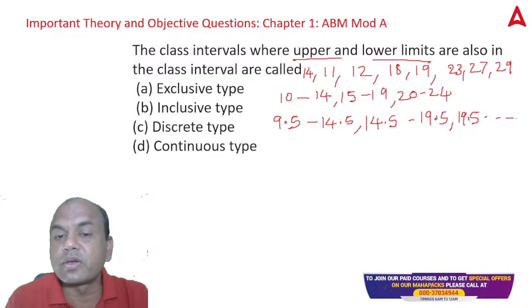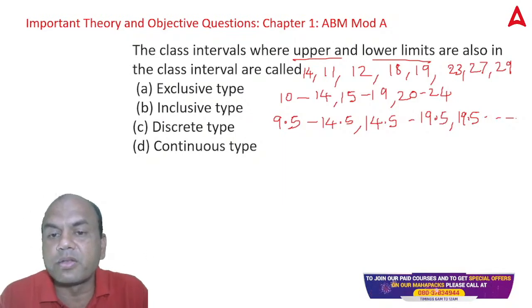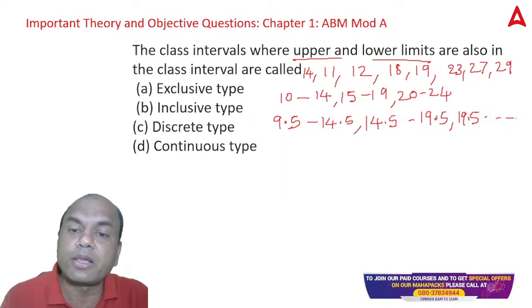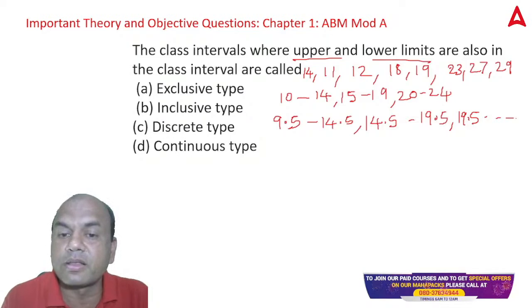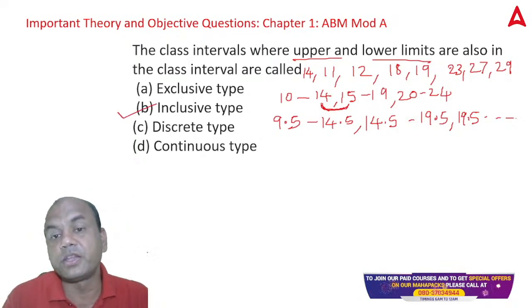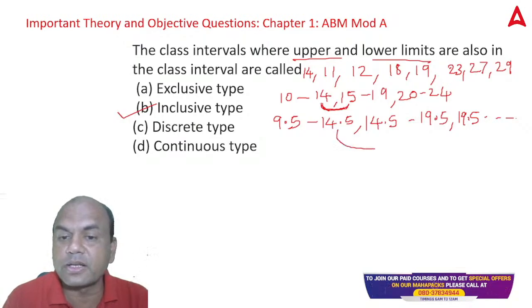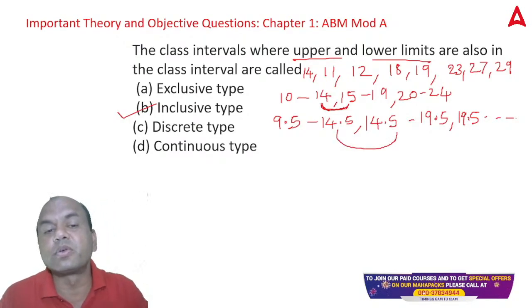So what are you seeing over here? In inclusive type, the lower limit of the next class and the upper limit of the first class are different. 14 and 15, they are different. So this is known as inclusive type. And in exclusive type, both are same. Look at this. Both are same over here.